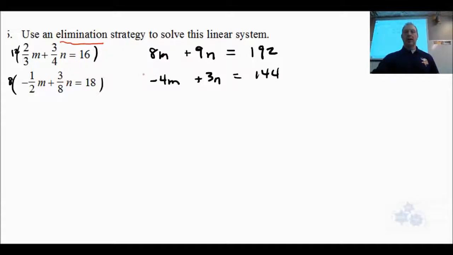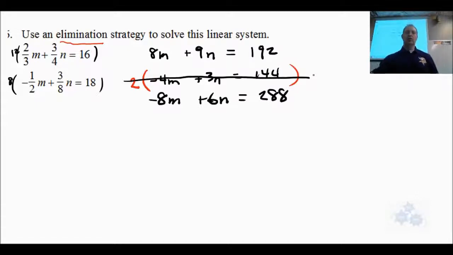So you have two options here. You can multiply this one by 2 to eliminate the m terms, because that's going to give us a negative 8 and up here a positive 8. Or if you want, you can multiply also this one by negative 3 to eliminate the n terms. Either one's fine. Either way will get you the same correct answer if you do everything right. So let's do this one. And this is then going to turn into negative 8m plus 6n equals 288. And so that equation is now gone. I'll just stroke it out.